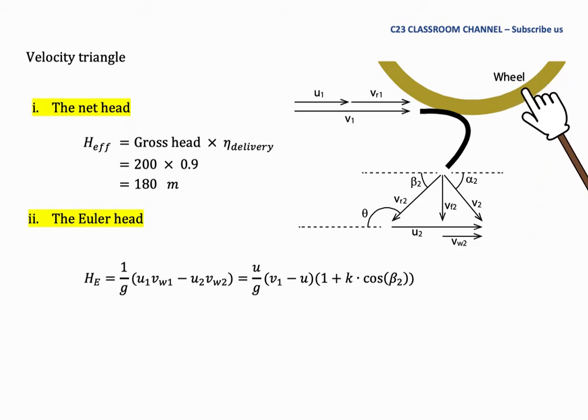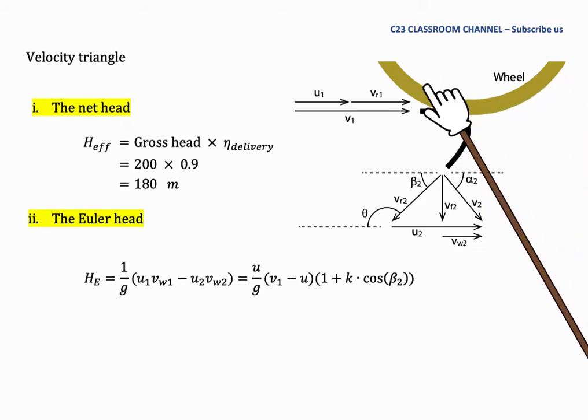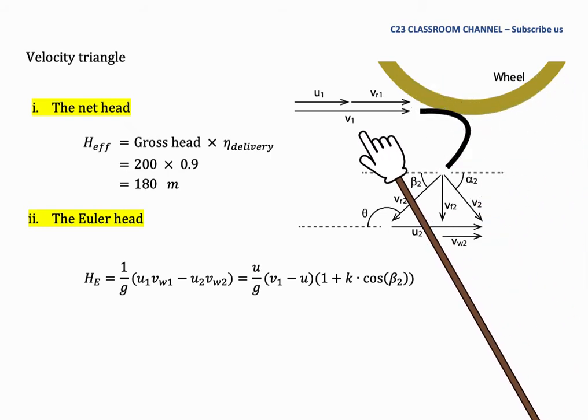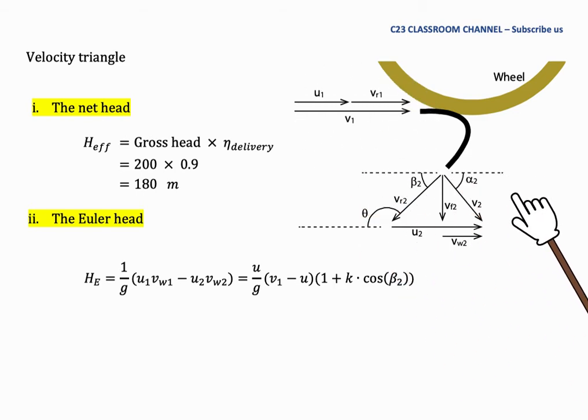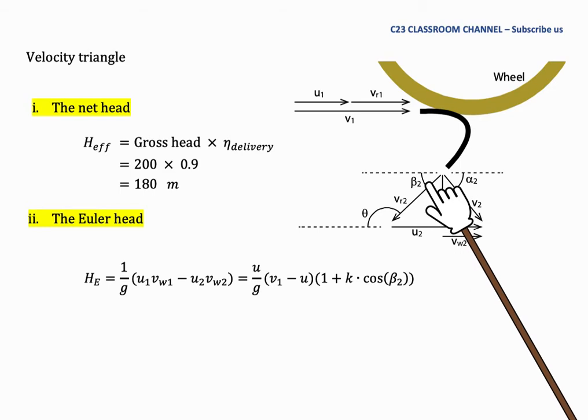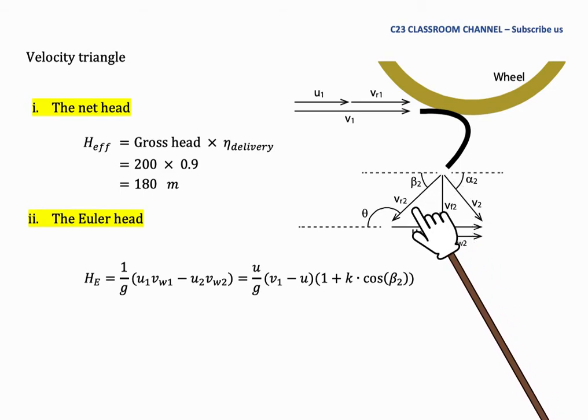So this is the velocity triangle. This is the runner, this is the bucket, and this is the velocity triangle at inlet, and this is the velocity triangle at outlet, and this is the location of beta 2, which is equal to the angle of this area.